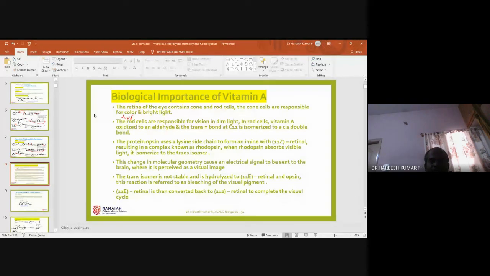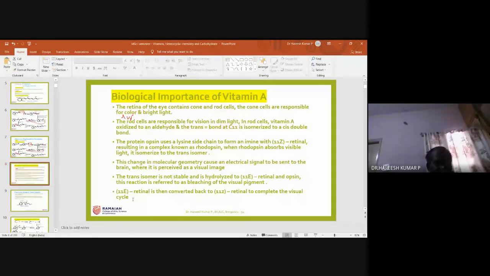This is about the biological importance of vitamin A. So we can say that the retina of the eye contains rod cells and cone cells. Cone cells are responsible for vision in dim light and bright light. Rod cells are responsible for vision in dim light. In rod cells, the retinal is oxidized to aldehyde. The hydroxy group of the retinal is converted to aldehyde.